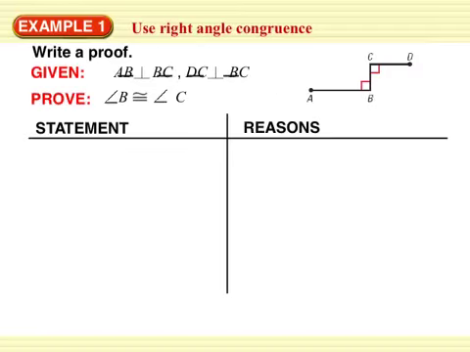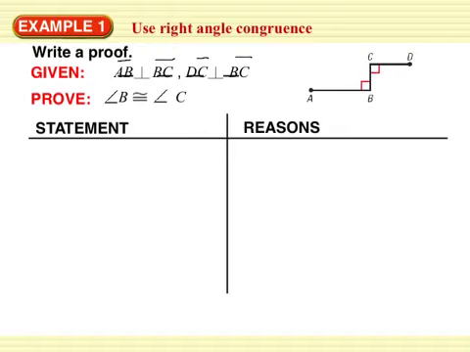All right, let's write a proof. Okay, given... oh, that is terrible. Let's fix that. Segment AB is perpendicular to segment BC. Segment DC is perpendicular to segment BC. Let's prove that angle B is congruent to angle C.